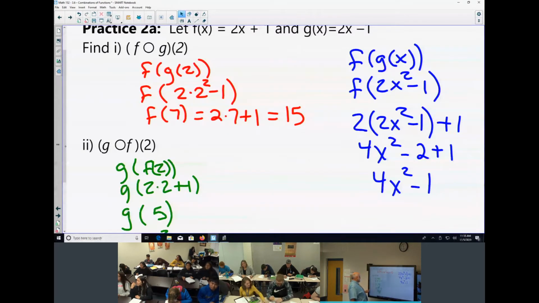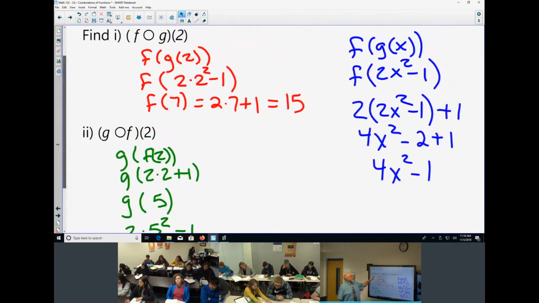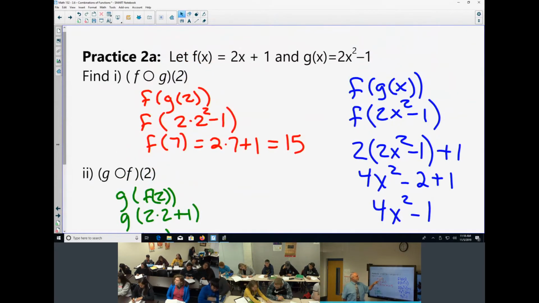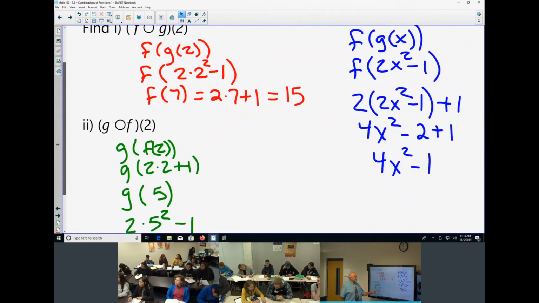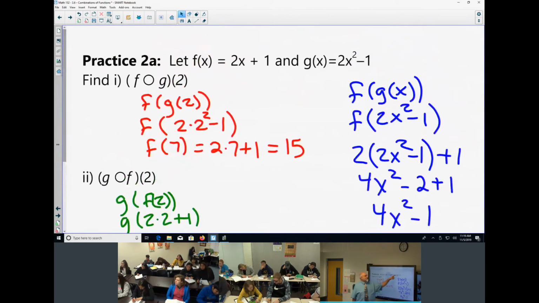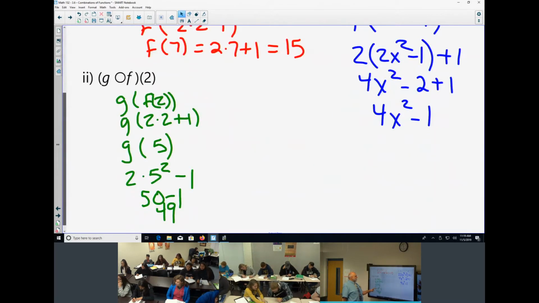10 is not correct. Okay, so for the g of the f of 2, you plug 2 into the f function first. The f of 2 is 2 times 2 plus 1, so that's 5. Then you take 5 and plug that into the g function. The g function says take 2 times 5 squared minus 1. So 5 squared is 25, times 2 is 50, minus 1 is 49. So the answer is 49.